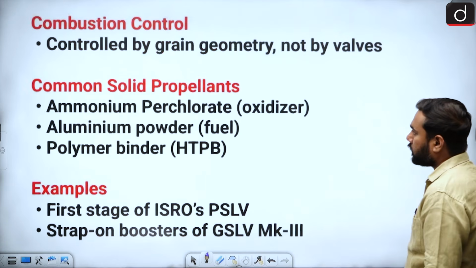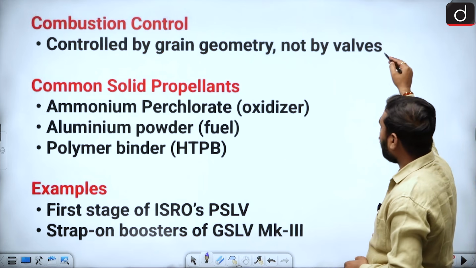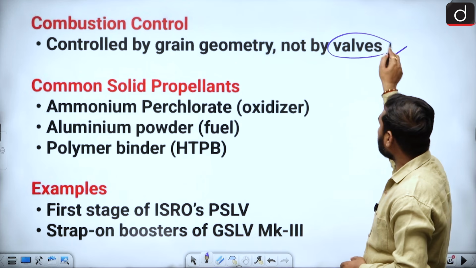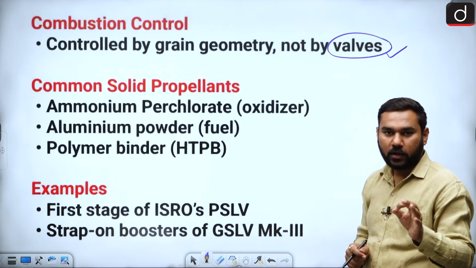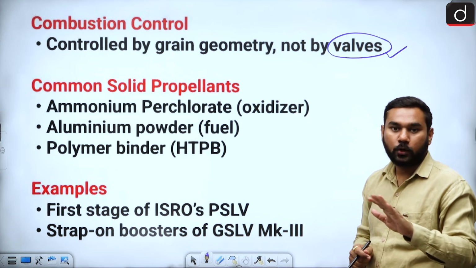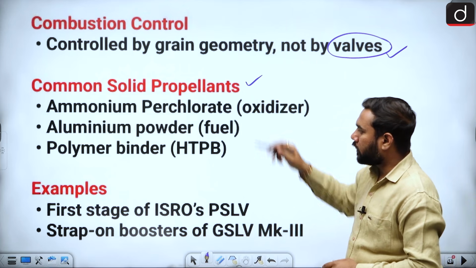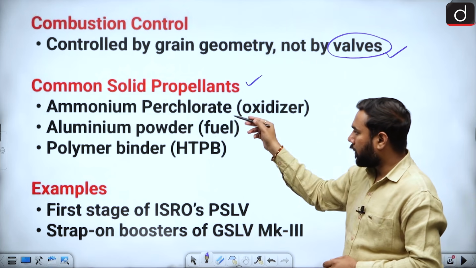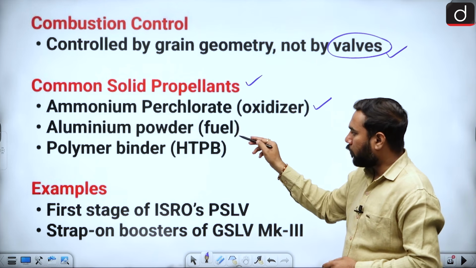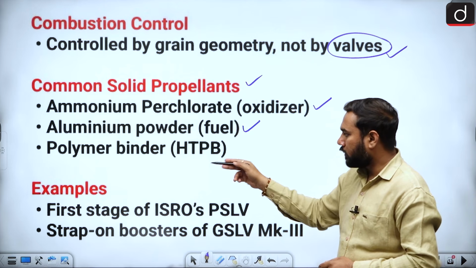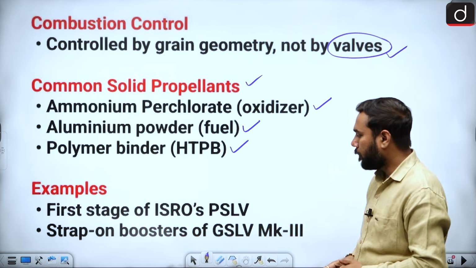So when we talk about the next thing, combustion control. It is controlled by grain geometry, not by valves, because valves are used only in liquid engines. So if the question comes to your mind, how do we control it? For solid, there is no control and no valve systems. But what common solid propellant are we using? The first one, ammonium perchlorate. This is the oxidizer. And the second one, aluminium powder. This is the fuel. And polymer binder, that is called HTPB. So HTPB is basically known as your solid fuel.